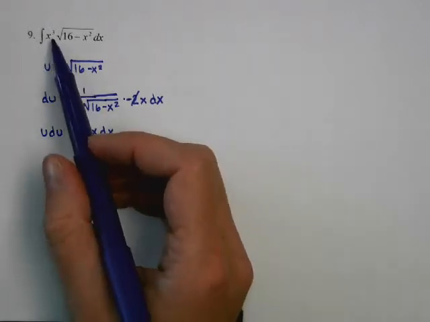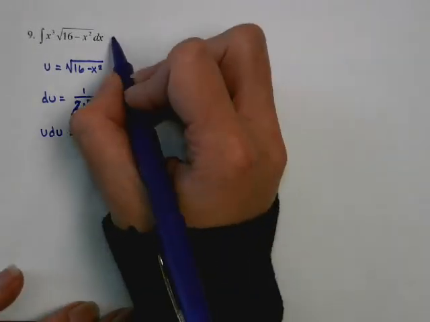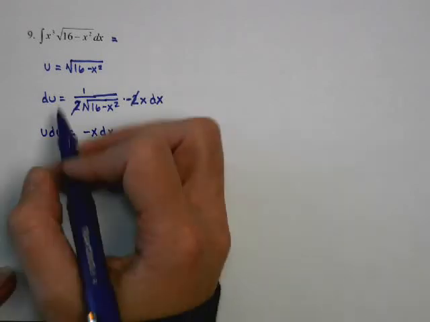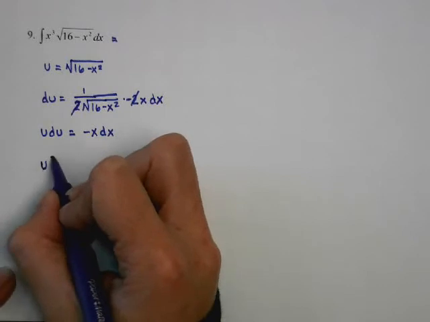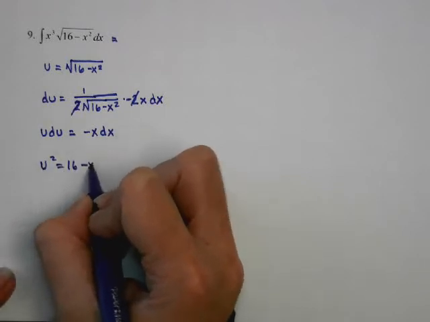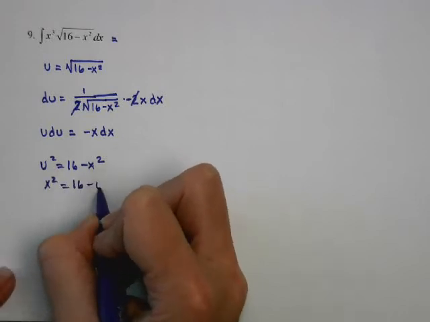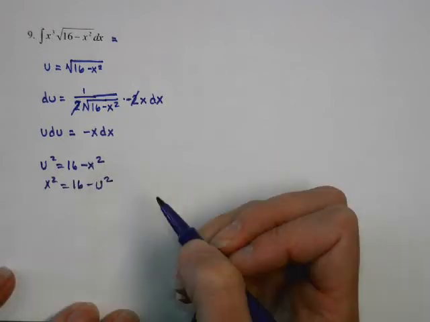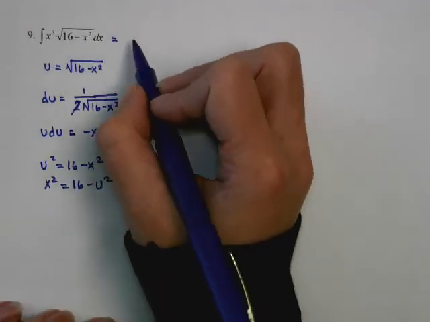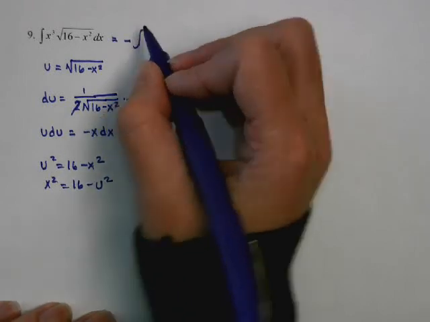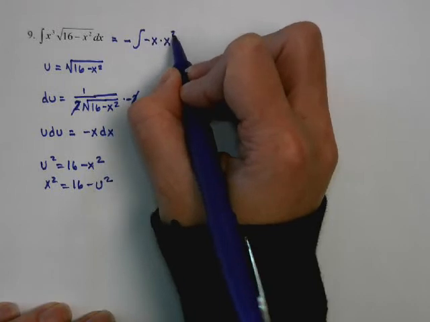Okay, so I can get an x out of this, but that still leaves me with an x squared. If I say u squared equals 16 minus x squared, that means x squared is going to be 16 minus u squared. So let's rewrite this. I'm going to put a negative out here because I'm going to split this up into a negative x and an x squared.